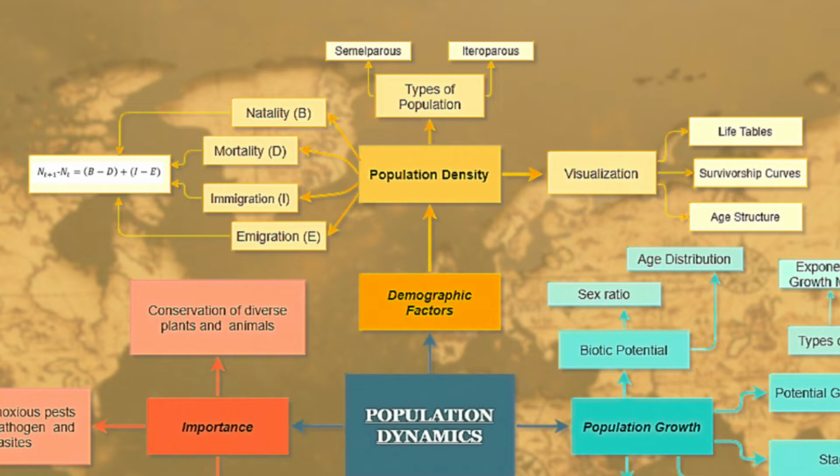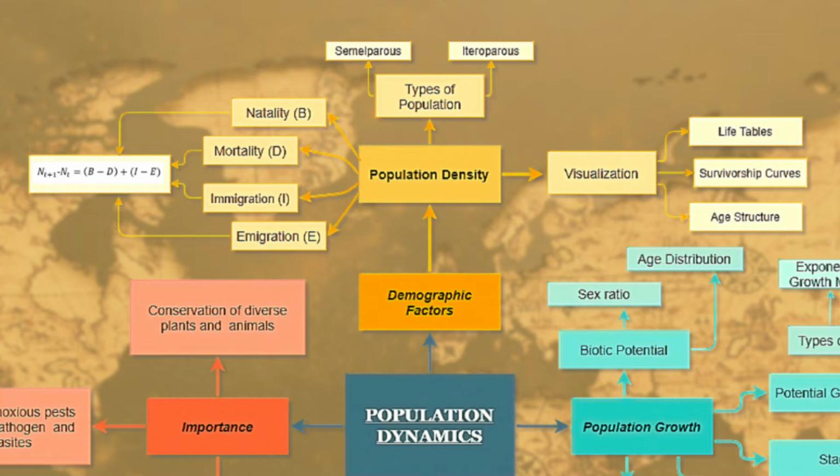Life tables are the record of the birth and death rates for organisms at different life stages. A survivorship curve is the graphical presentation of elements of the life table. And lastly, age structure is the growth of a population at a specific moment in time.